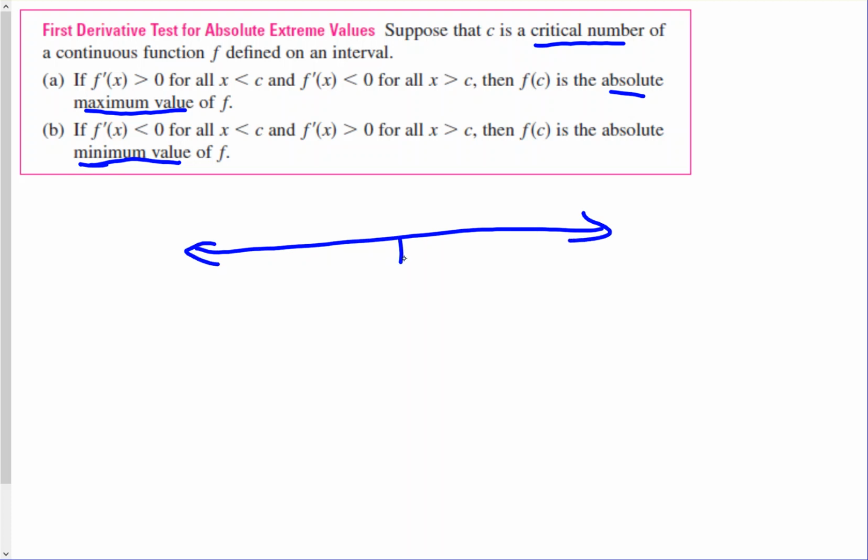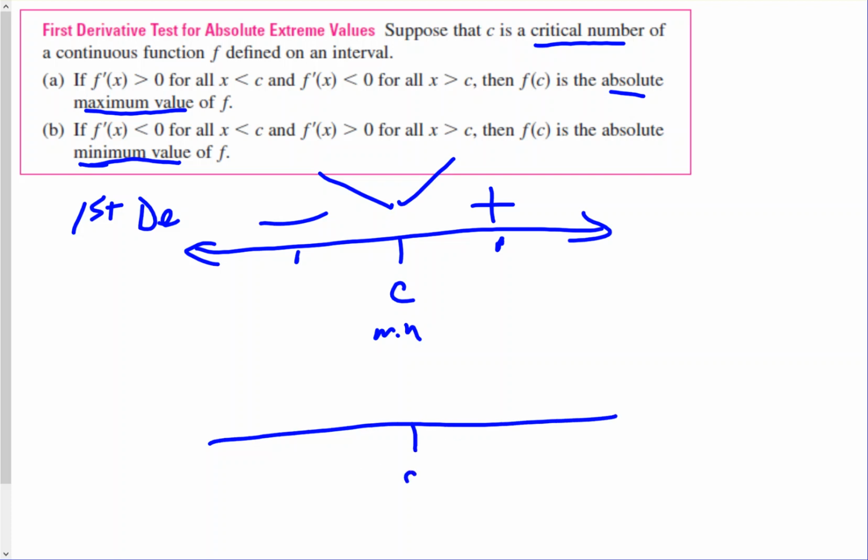You draw your number line, you put your critical value in the middle, or whatever critical values you have, and then you test each interval, right? So for the interval to the left of C, you pick a number to the left of C, you pick a number to the right of C, you plug it into the first derivative, and then you figure out, is it decreasing then increasing? Then you have a minimum. Or is it increasing then decreasing? Then you have a maximum.